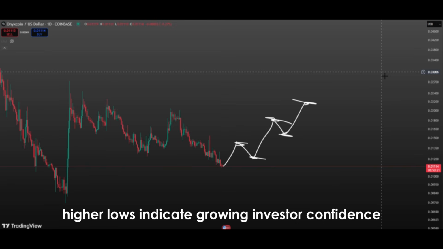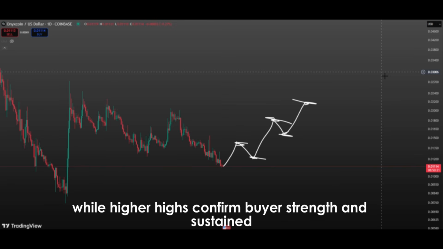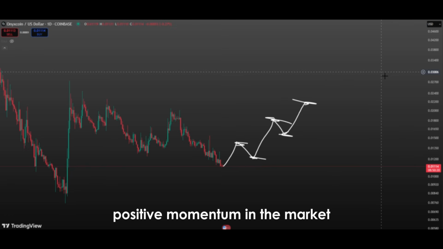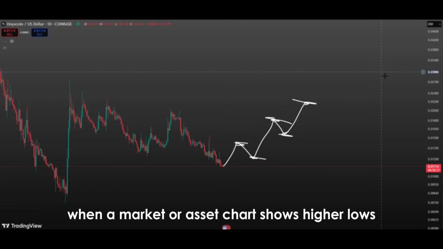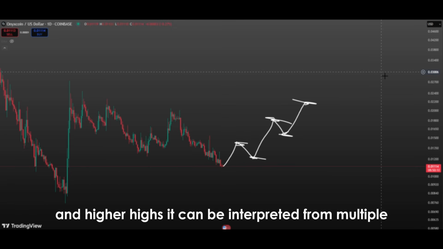Higher lows indicate growing investor confidence, while higher highs confirm buyer strength and sustained positive momentum in the market. This dual structure is a strong indication that the uptrend is built on solid foundations and that the price can sustain long-term upward movements.